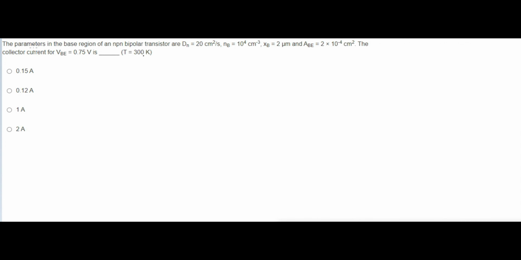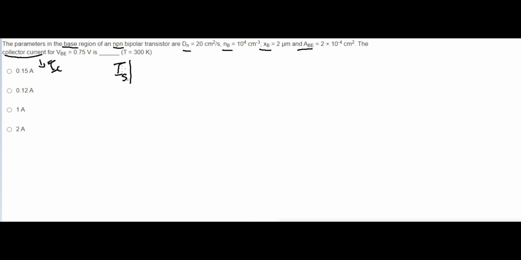Question. The parameters are given in the base region of an NPN bipolar BJT. They have given us DN value 20 centimeters square per second, and then NB, XB, ABE, everything. They have asked about the collector current, that is IC. So first of all, before finding IC, we have to know IS.